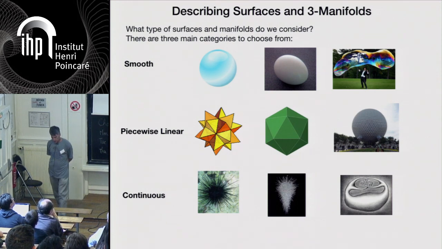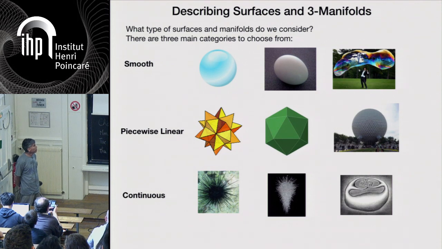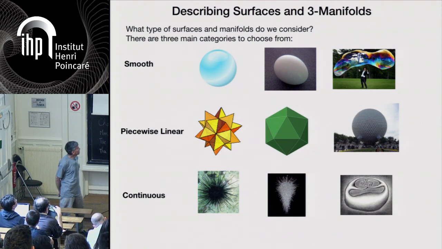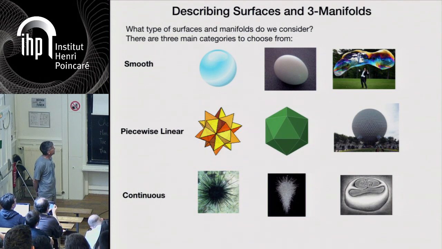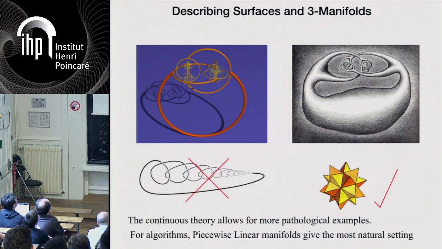So in topology in dimensions 2 and 3, there are three categories that people look at. The first two, smooth and piecewise linear, are more or less equivalent. The third one's a little bit different. You have more pathological behavior that can occur. For example, in the smooth or piecewise linear setting, you have theorems that say that two spheres in R3 bound balls, but that's not true in the continuous setting, as shown by the Alexander horned sphere at the bottom right. So when we're working with algorithms, it's natural to stick to the piecewise linear setting, but it's completely equivalent to the smooth setting for everything we do.